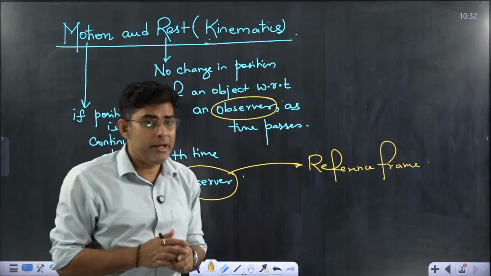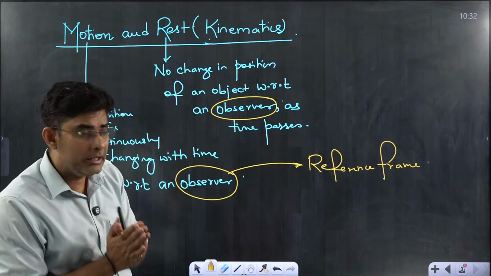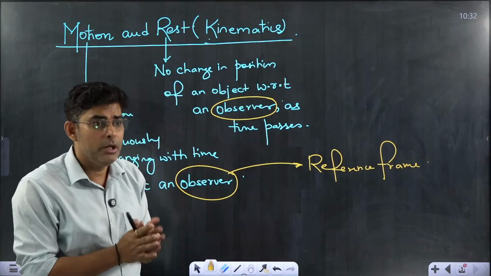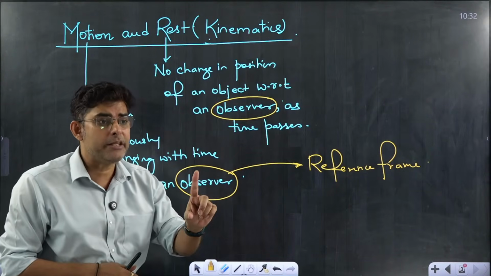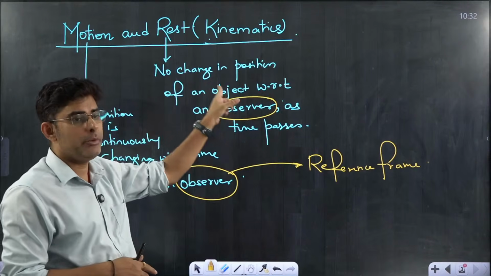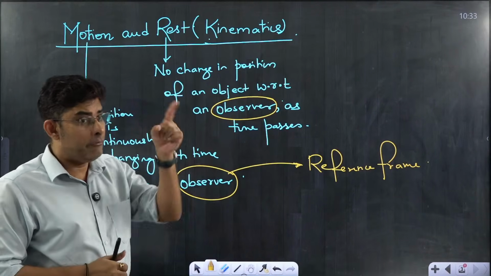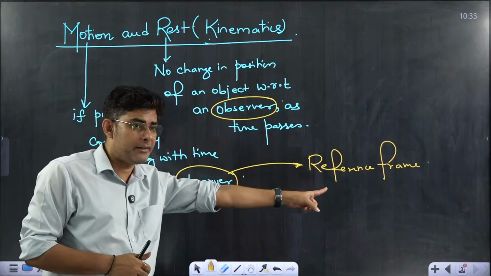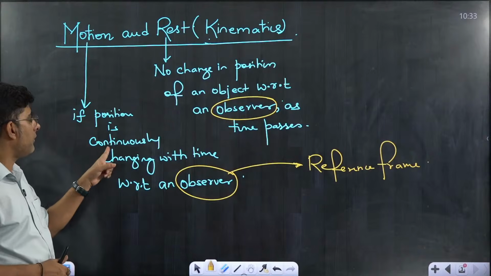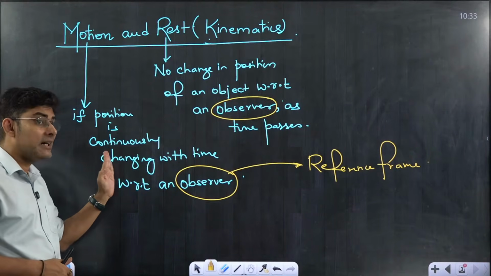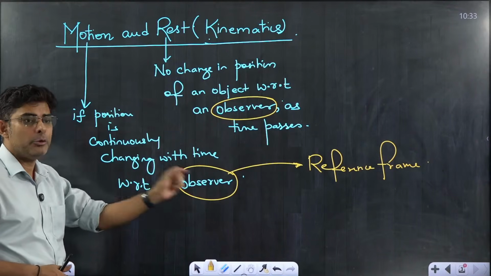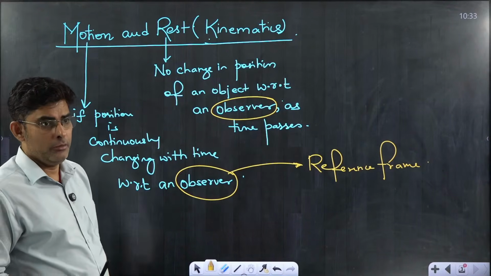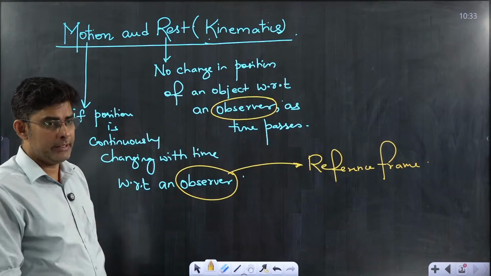So when, with respect to a given reference frame, the position of any object does not change with time, the body is said to be at rest. And when, with respect to a reference frame, the position of a body or object is continuously changing with time, it is said to be in motion. So it should be continuously changing.